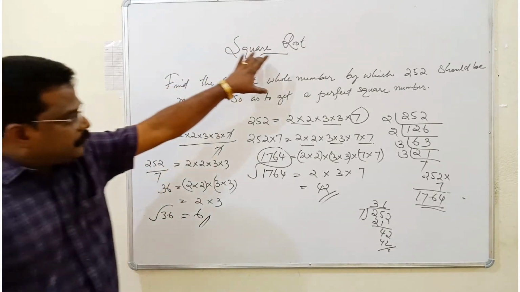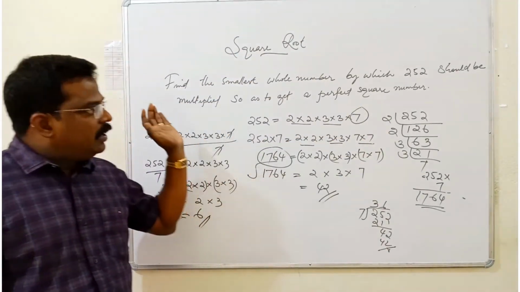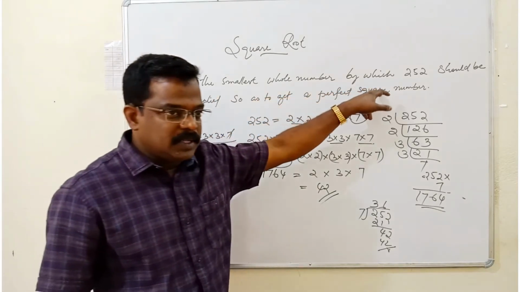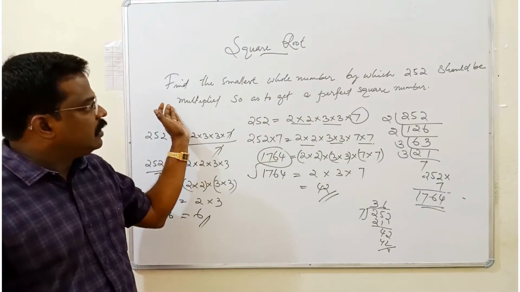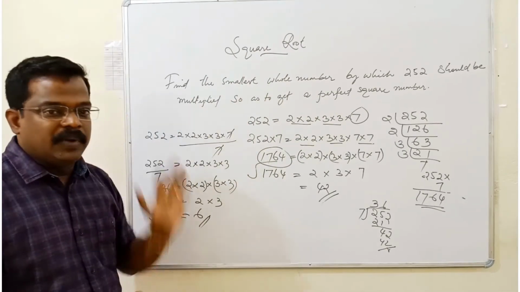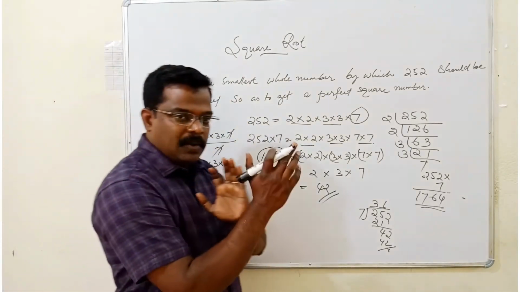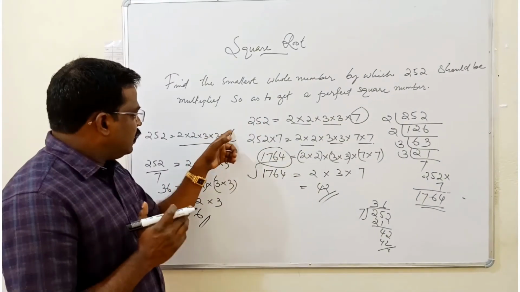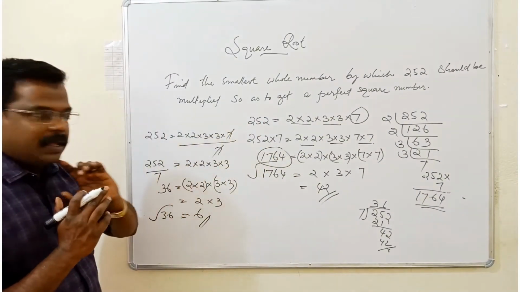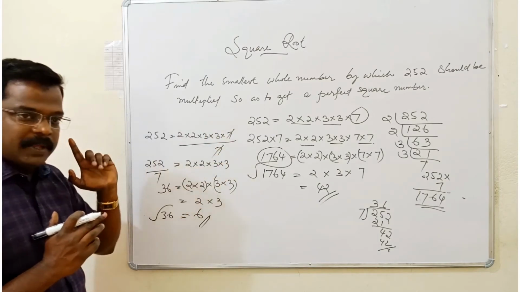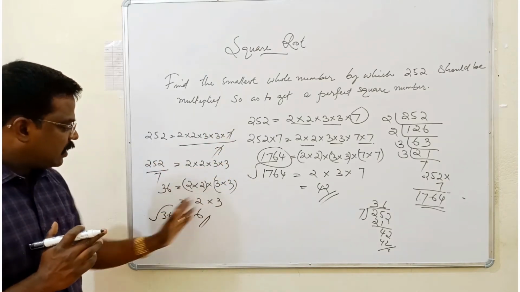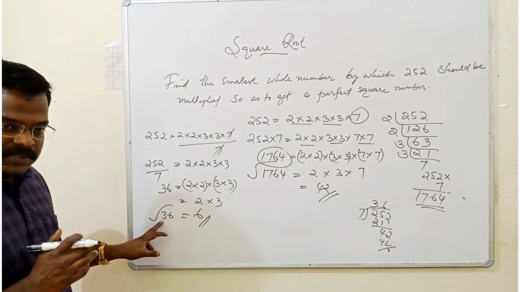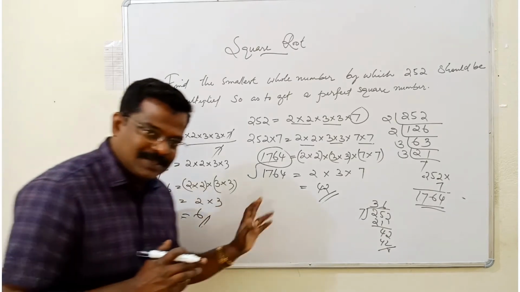So the same way we used for finding a number which should be multiplied, we can find the number which we want to divide also. Which number is alone there, which number is extra, that number we have to divide, and we have to remove that number from the factors. Then you will get a perfect square. So here by dividing by 7, we got 36, its square root is 6.